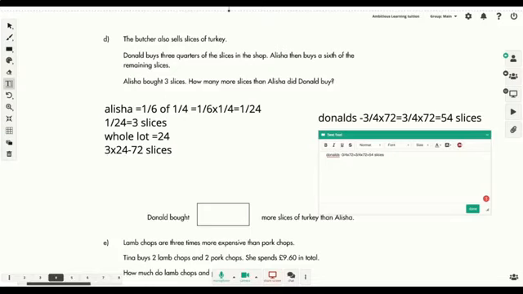That's not enough. We need to know how much more she gets, how much more she gets from Donald. So Donald minus Alicia, that equals, you found out, 54 minus 3. That gives you 51.